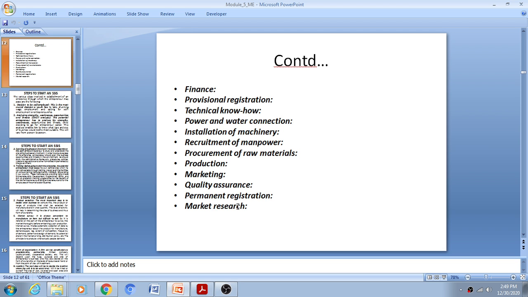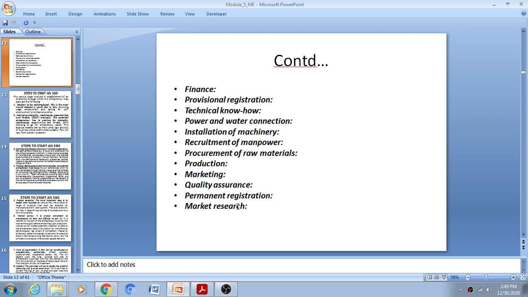Next one is power and water connection. Again, where do we get the power from? Where do you get the water connection from? What is the price of it? What is the period that you require? So everything has to be studied in detail.